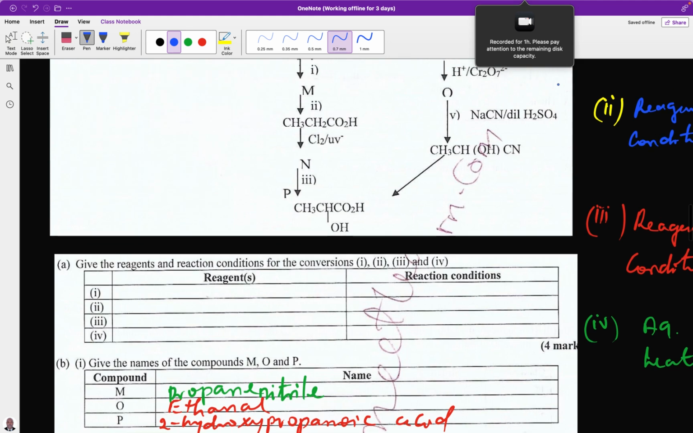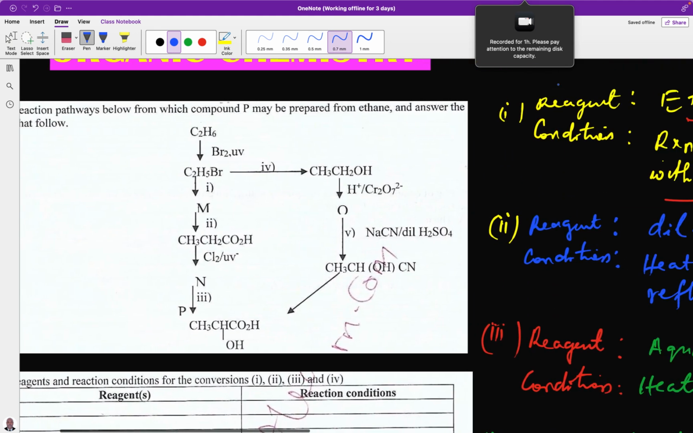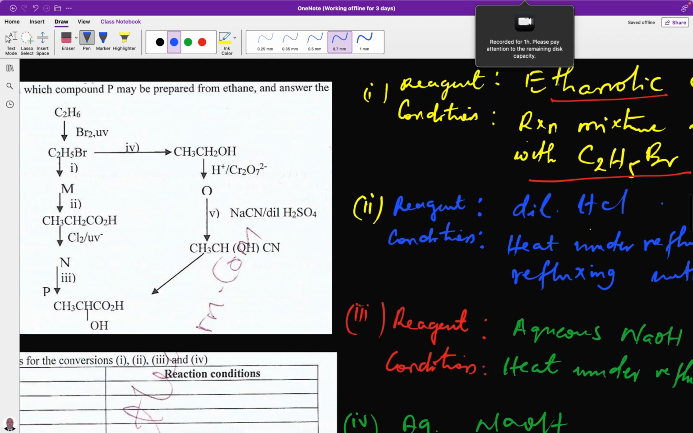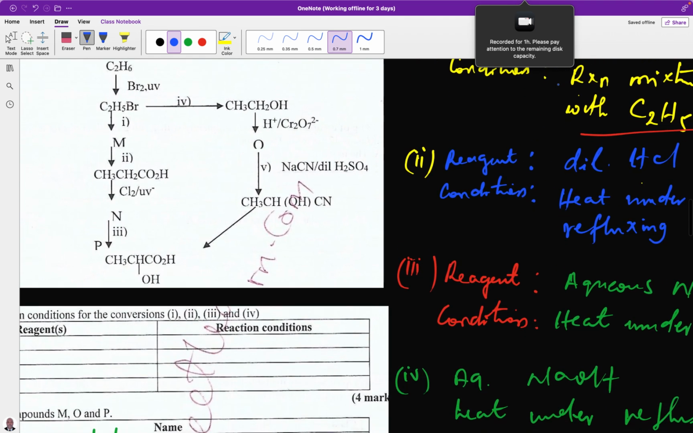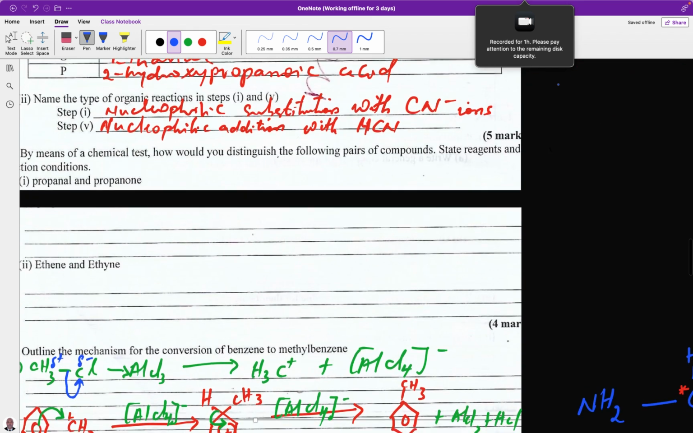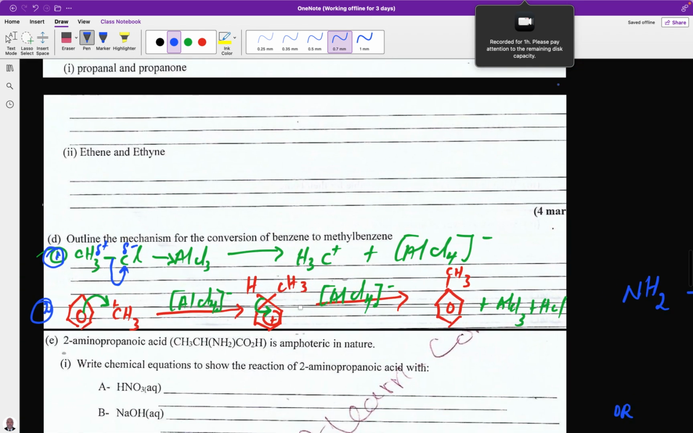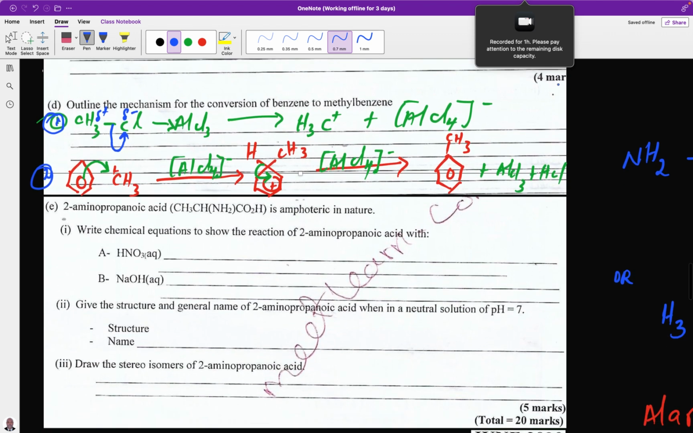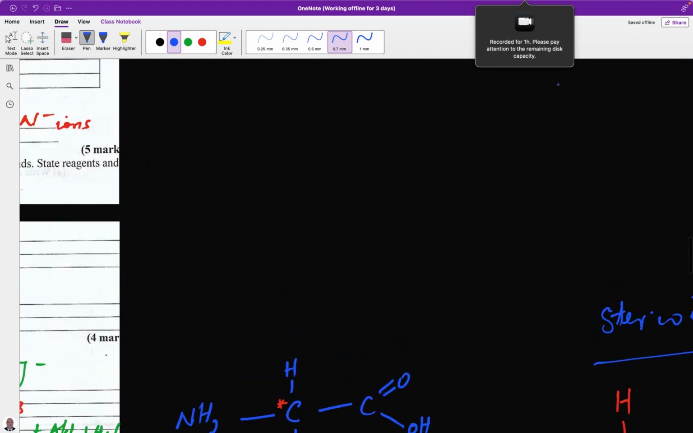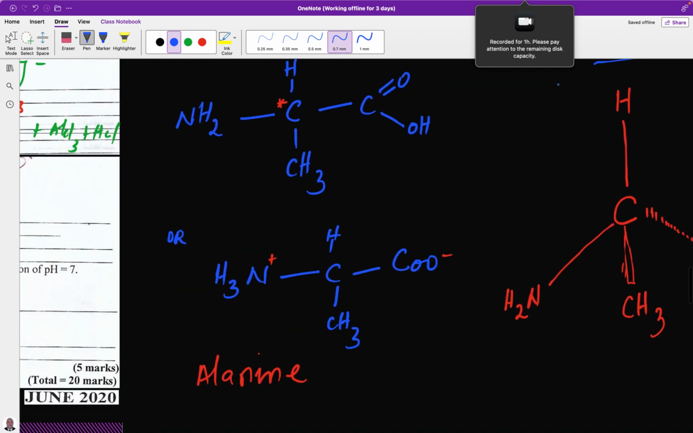Once more, for your synthetic routes, you should be very careful. You should know the reagent and the reaction condition, study them very well. And for your reaction mechanism for conversion to methyl benzene, I said the first stage was generation of the carbocation electrophile, then nucleophilic amine electrophilic attack, then finally removal of a hydrogen ion from the system, and the regeneration of the catalyst, and the hydrogen chloride formed. And the last one, you can write the reaction of the zwitterion, as I mentioned the other time. You can use the zwitterion.